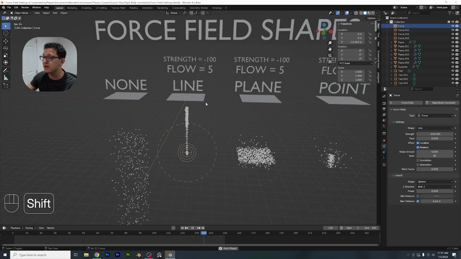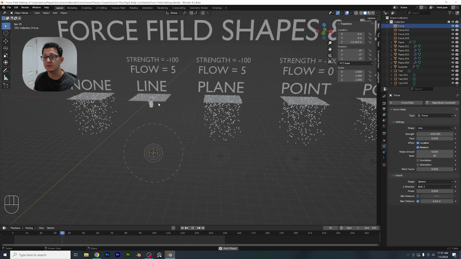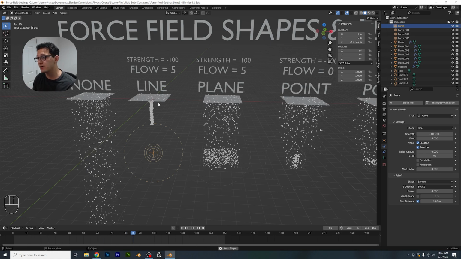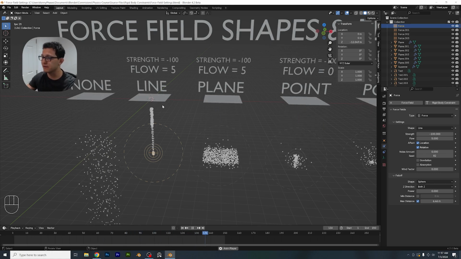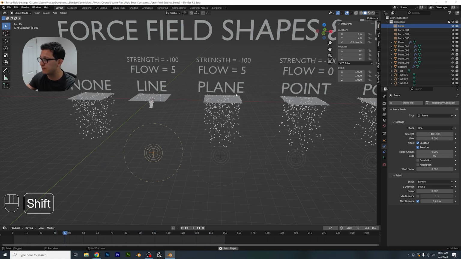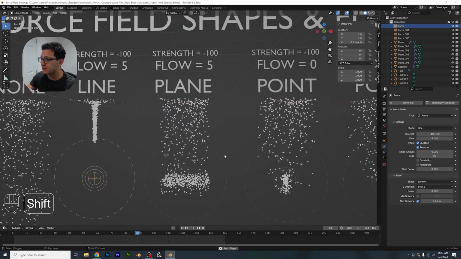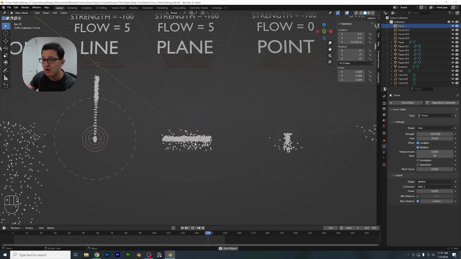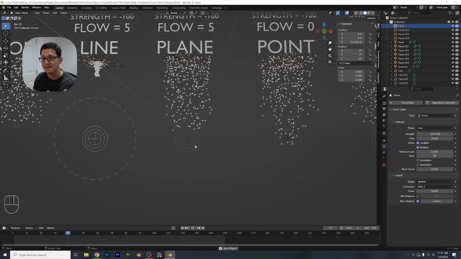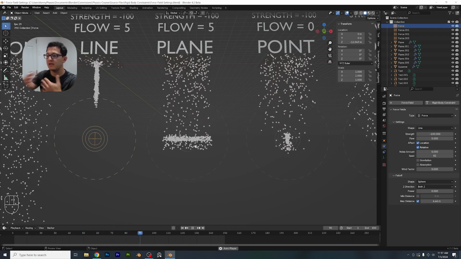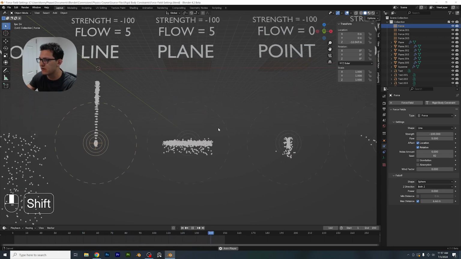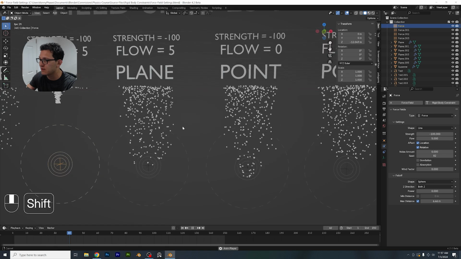Now you can see the strength is set the same for all of our force fields. They're all negative 100, but they all act slightly differently. Let's go ahead and go over the plane shape. Next up is plane, and as you can see, if I go ahead to our side view here, all of our particles are being collected in a flat plane sort of style. And that's basically the way that that force field shape is affected.